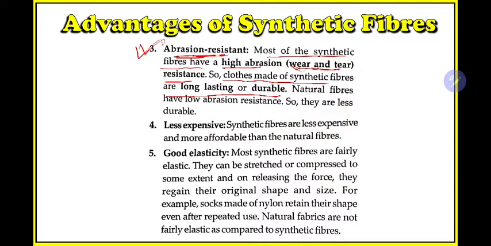Okay, next is less expensive. Obviously, this being artificially manufactured in the industry using some chemicals, this will be cheaper compared to the natural. Everything which humans are preparing using some machines is cheaper in nature as compared to the natural one.